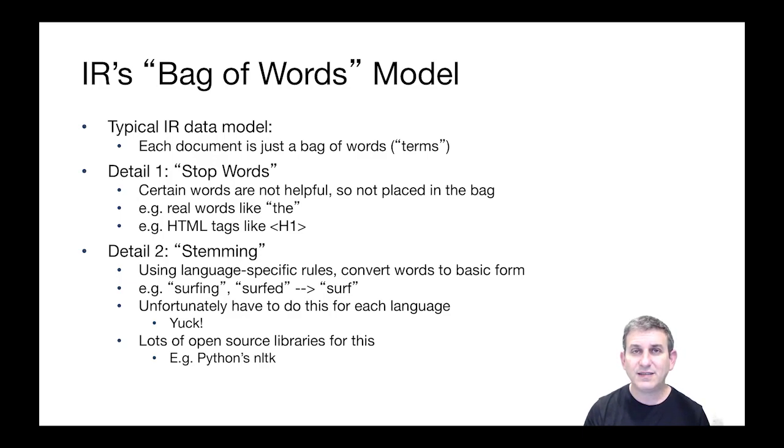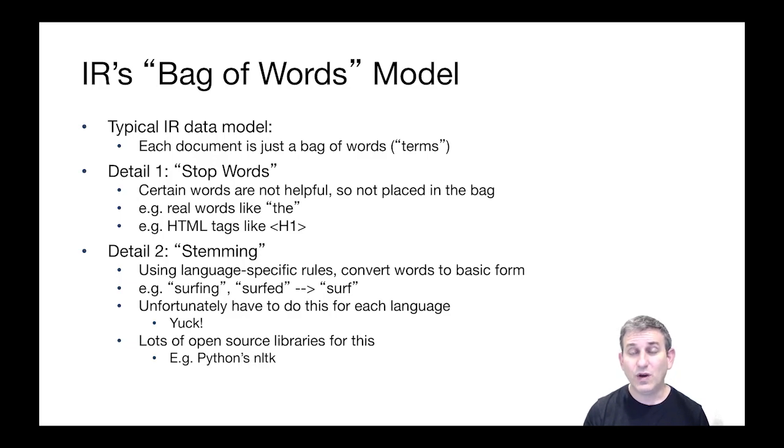Now, there's a couple details on that bag of words model that almost always are used when we're doing information retrieval. The first detail is called stop words, and these are words that we don't want to keep in the bag. So certain words are not helpful, and we're just going to ignore them. Real words like the in English are super prevalent, but also not really very useful or semantically interesting, and so we leave them out because they just noise up our problem. In encoded documents, like on the web in HTML, there's often also codes and things like that, like the H1 tag in HTML, which we'll also ignore because they're not terribly meaningful.